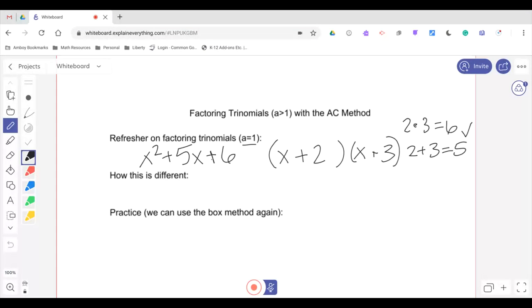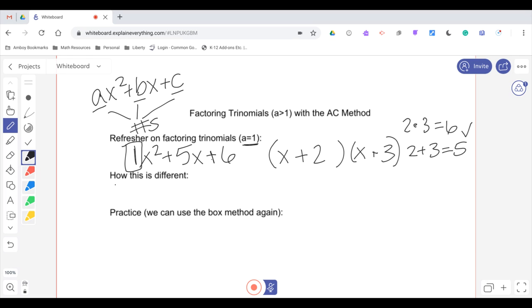I'm going to call that an a equals 1 trinomial because if you remember from standard form, ax squared plus bx plus c, a, b, and c are all just different numbers. And in this case, the example I just did, the number in front of x squared is just a 1. What we are going to talk about today is what happens if there is a different number in front of that x squared.